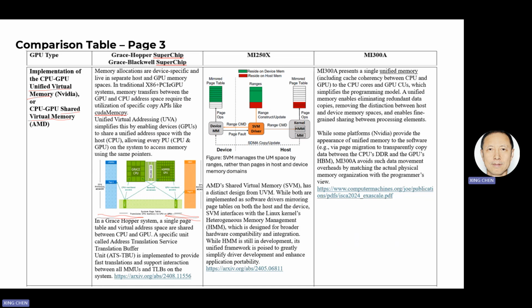That was a software solution. You have this unified virtual memory. The reason for us to have this unified virtual memory is that your application will have two parts. One part will be run on the host, the other part will be run on the GPU.